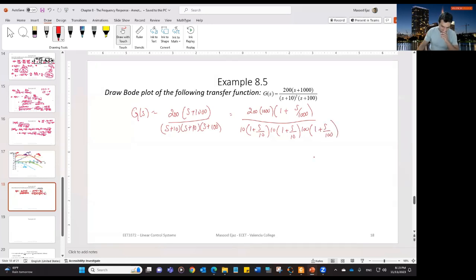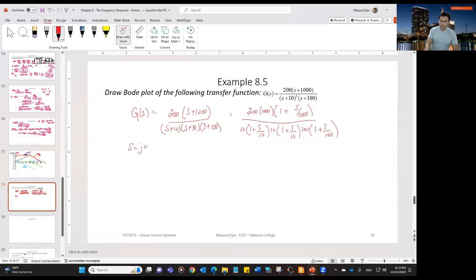Remember, how do we write it? Constant, any zeros, the product of zeros in terms of 1 plus j omega over omega 1, 1 plus j omega over omega 2, and poles, 1 plus j omega over omega 3 times 1 plus j omega over omega 4, 1 plus j omega over omega 5. That's a standard way to write the transfer function if you're going for the Bode plot. Now S is j omega, remember.